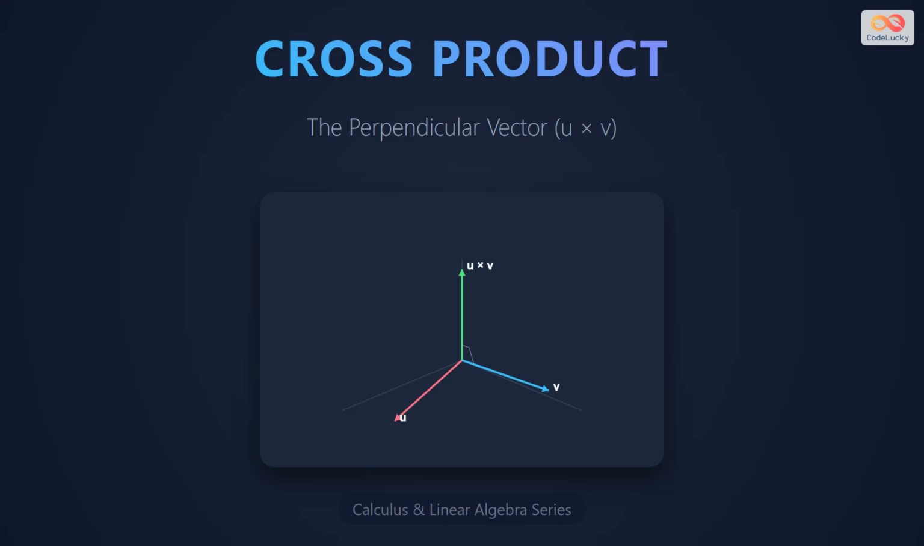Welcome to this lesson on the cross product. In the world of vectors, multiplying two items isn't as straightforward as simple numbers. Today, we are going to explore the cross product, also known as the vector product, which is a fundamental operation in three-dimensional space. By the end of this video, you will understand how to find a vector that is perpendicular to two other vectors.